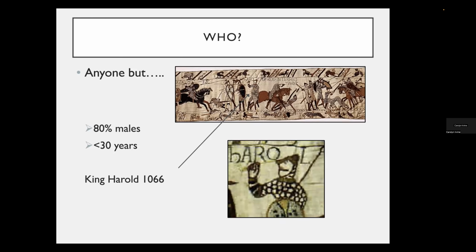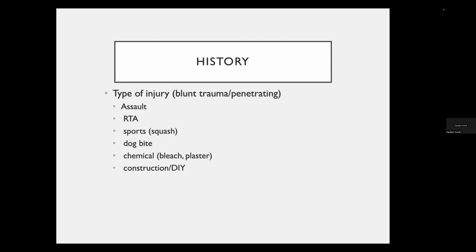Anybody can get an eye injury, but as usual, it tends to be gents, and younger. King Harold didn't do so well either. Take a history, the type of trauma will point to the type of injuries that we might be thinking about. If you've been thumped on the eye, if it's just been a fist, it might just be blunt trauma, but if they've got a ring on, it might turn it into a wound where you're more worried about whether you've got a cut into the eye. Obviously road accidents, squash is the typical one for sports, where the squash ball just fits inside the socket, which is annoying. And then the others, people working on construction sites, chemical injuries, that sort of thing.